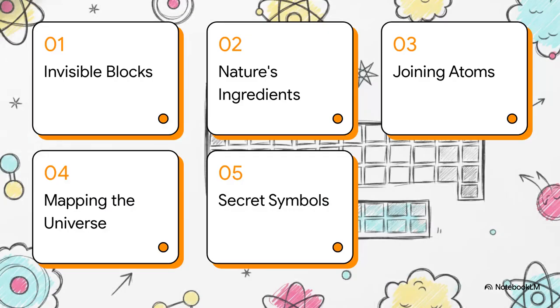All right, here is our roadmap for today. We're doing a full zoom-in, zoom-out approach, starting with the invisible building blocks, moving to nature's pure ingredients, seeing how atoms actually join together, mapping the universe, and wrapping up with the secret code of chemical symbols. Let's get to it. Part 1.